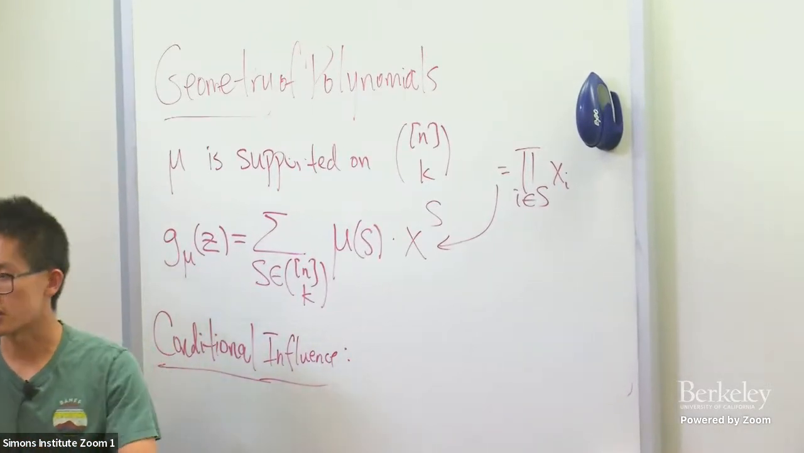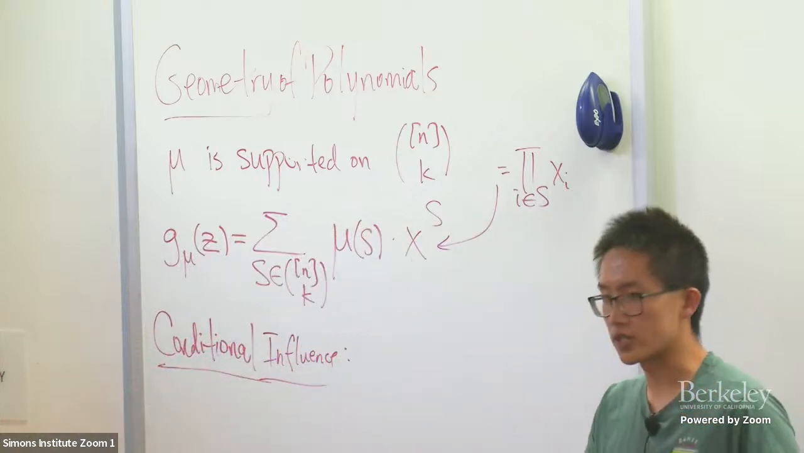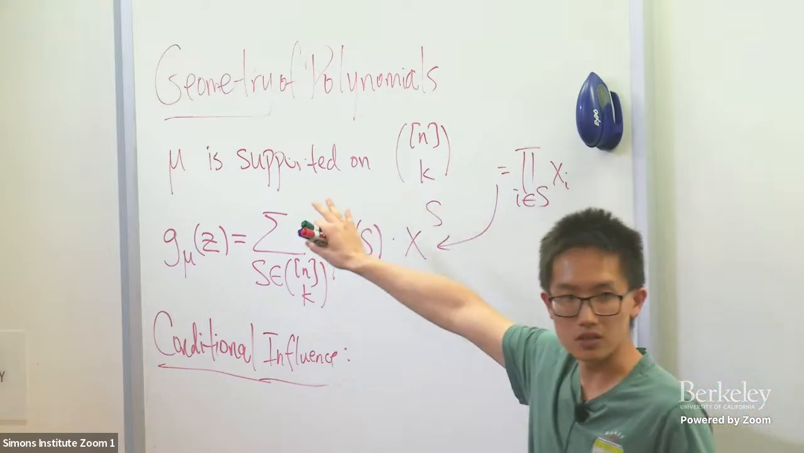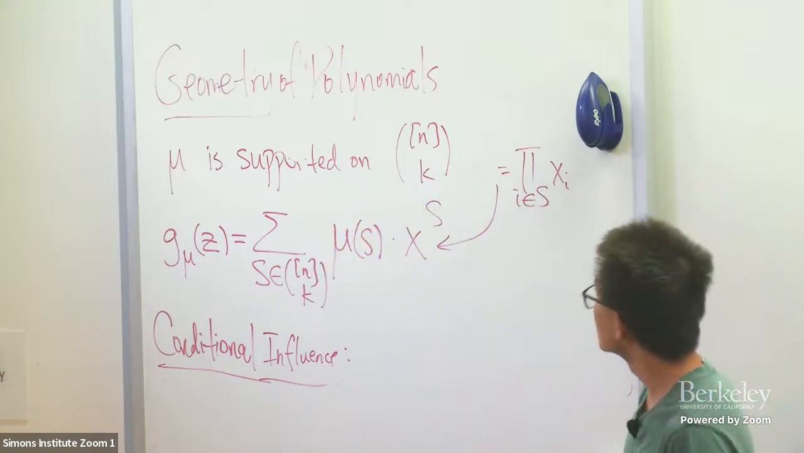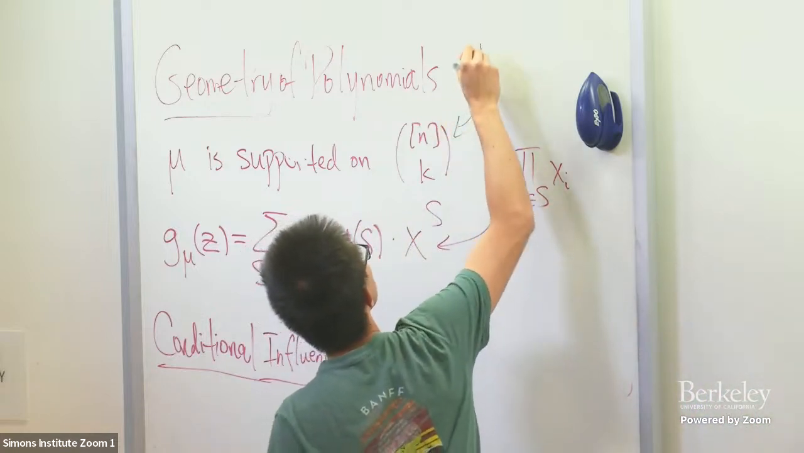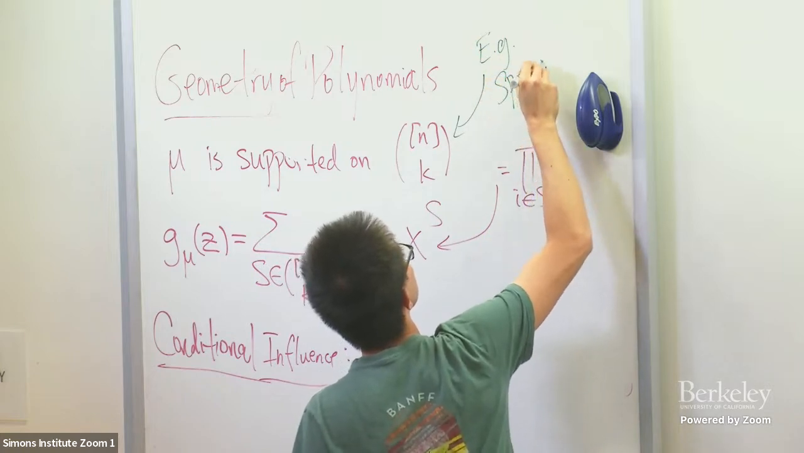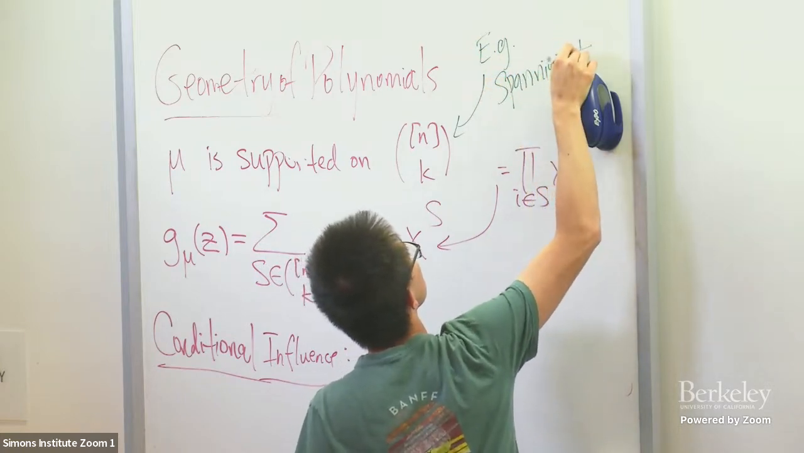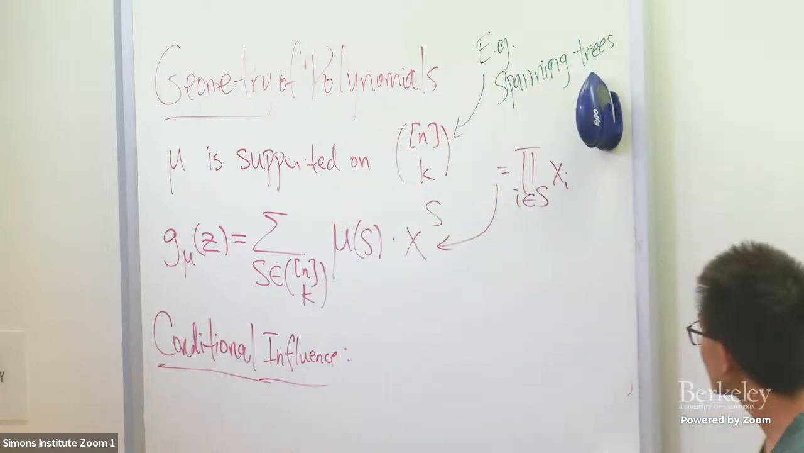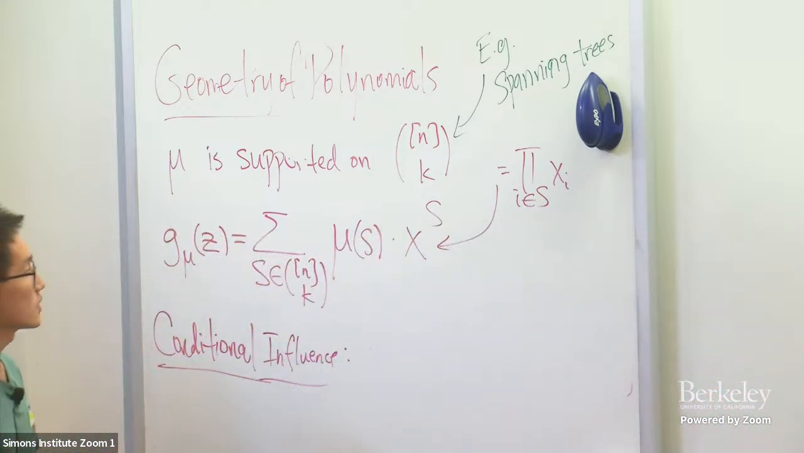I can always homogenize using, say, this coordinate assignment pair trick and so on. But for convenience, I'm just going to assume it's supported on fixed size subsets. So you can maybe think, for example, of the uniform distribution over spanning trees. We'll see some more examples. I'll be a little bit informal about this.